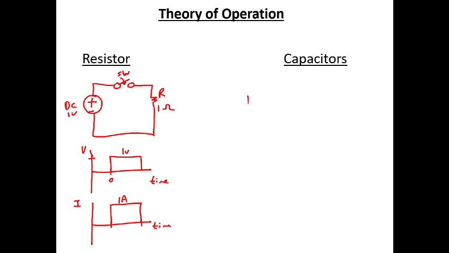Now, if we have a capacitor, let's say that we do the same circuit, but we're going to swap out the resistor for the capacitor. And let's say that we have 1 volt and we're closing the switch.